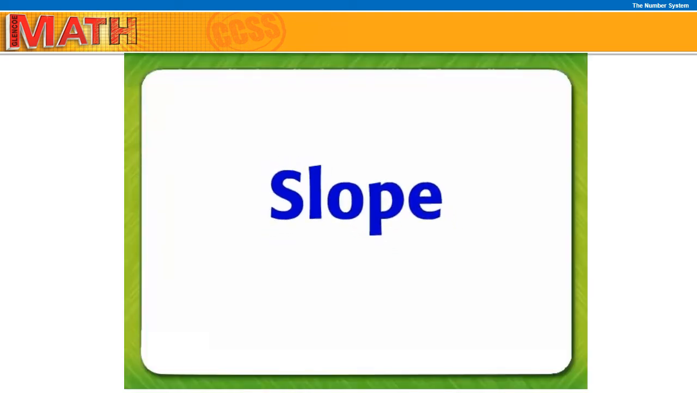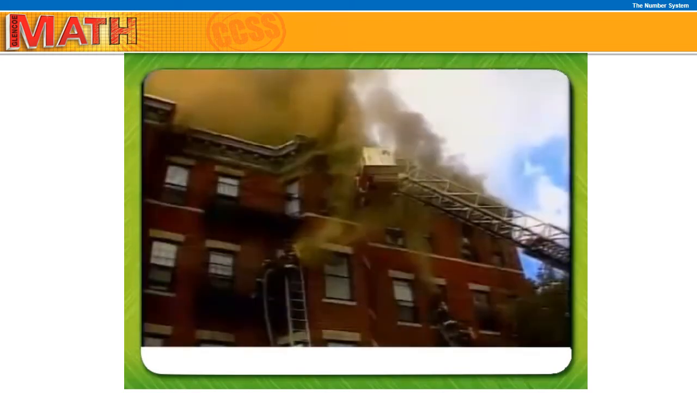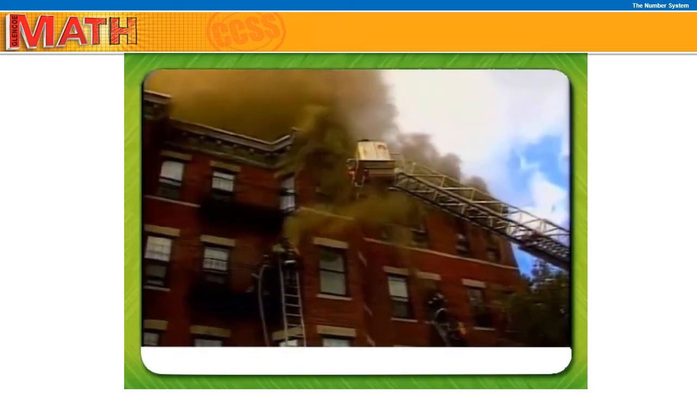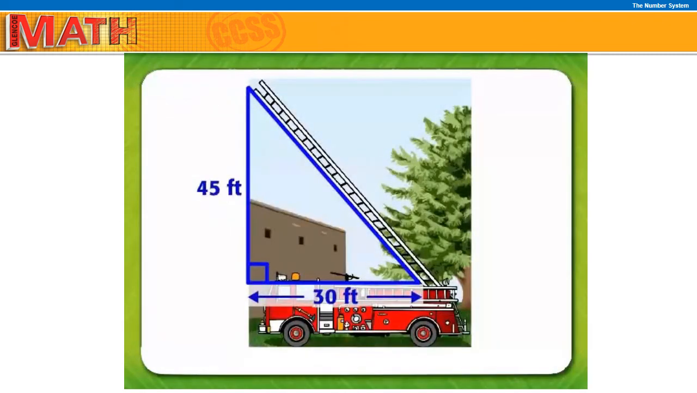Slope. A ladder truck uses a movable ladder to reach upper levels of houses and buildings. The term slope is used to describe how steep the ladder is. The slope, or rate of change of the ladder, compares the height it is raised to the distance of its base from the building. We can write this rate as a fraction in simplest form.